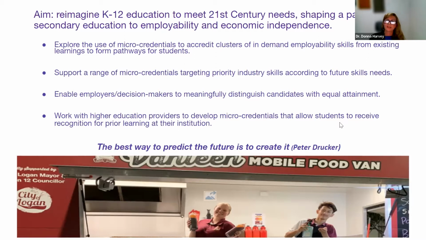So that's why we decided to start exploring the use of micro-credentials to accredit clusters of those in-demand employability skills, soft skills, 21st century skills that I talked of before. Support a range of micro-credentials. Now, at the moment, I'm talking non-credit bearing micro-credentials, targeting priority industry skills.